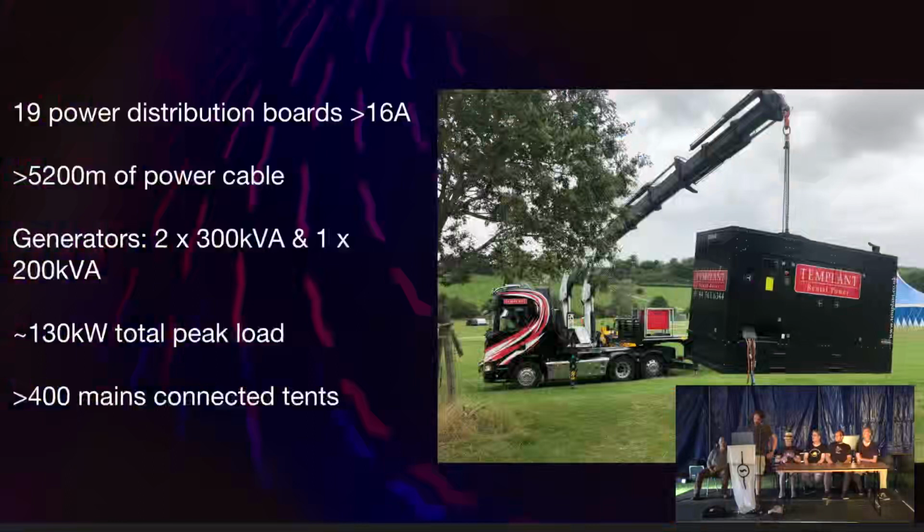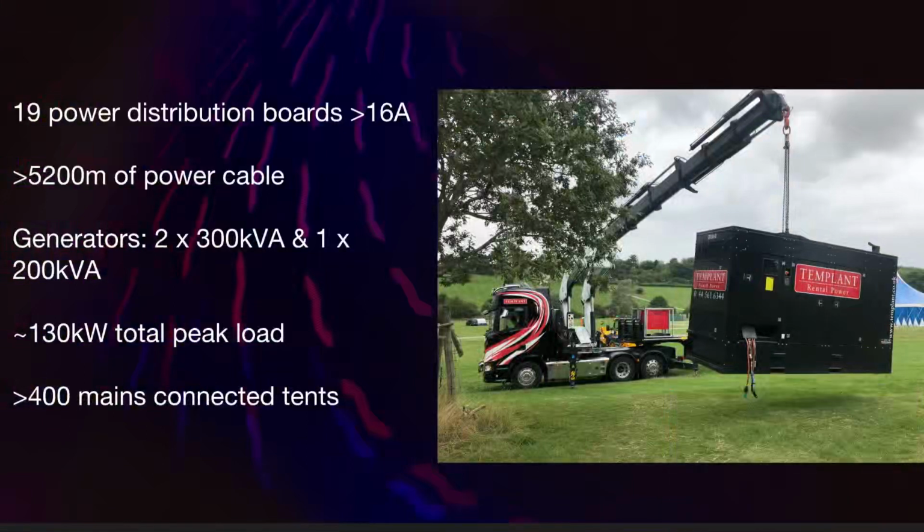So we had, oh, that's clipped. It should say 119 power distribution boards of more than 16 amp. More than 5,200 meters of power cable, 3 generators, 2 of which were 300 kVA and 1 was 200 kVA, so that's 800 kVA, or about 800 kilowatts of power capacity, of which we had 130 kilowatts total peak loads. Like, we didn't need those big generators, and in fact we didn't order them. They were like, sorry, you'll just have to have these vast 300 kVA generators.